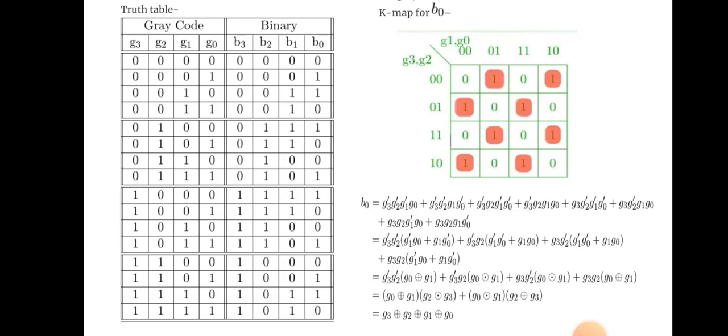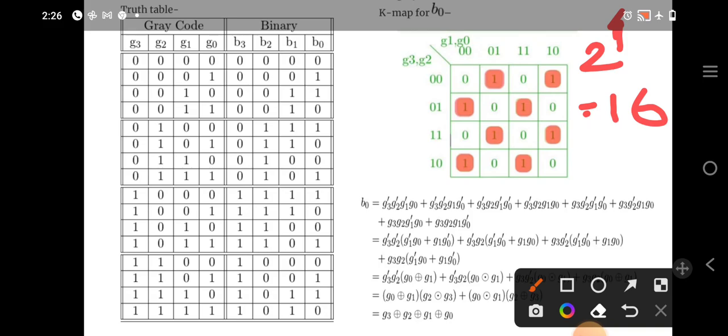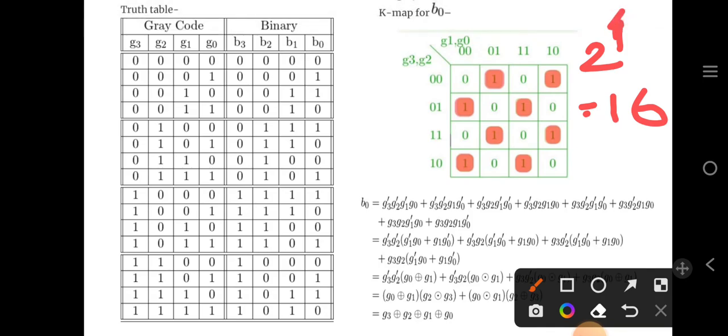Now as we know, the inputs are 4 and outputs are 4. So the truth table will be a 4 variable truth table, and how is it drawn? If you have 4 inputs, so 4 variables, then it will be 2 raised to the power 4, that is 16. So there will be 16 cells in that K map. Now you will label this K map as G3, G2 on this side and G1 and G0 on this side.